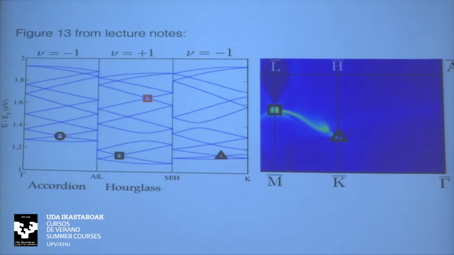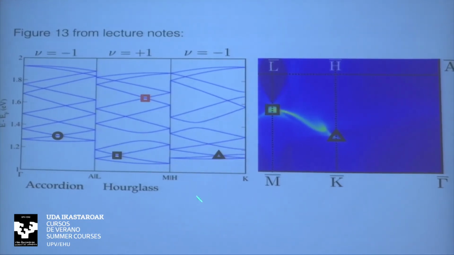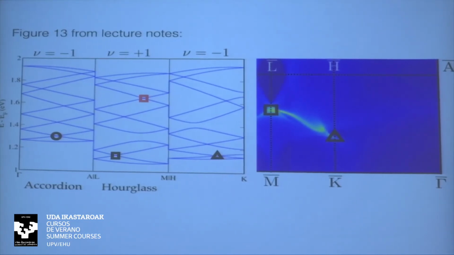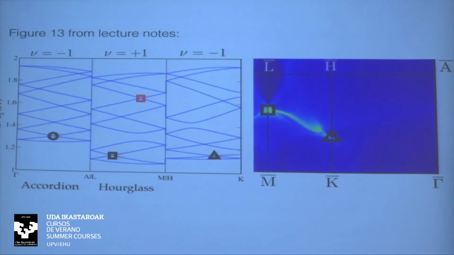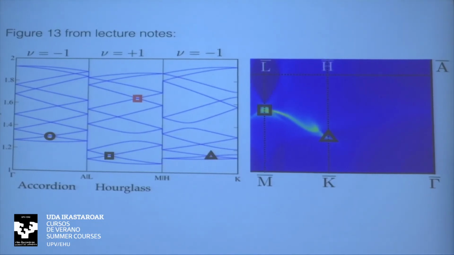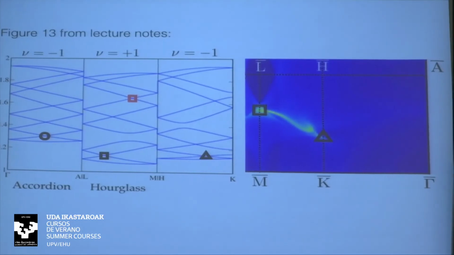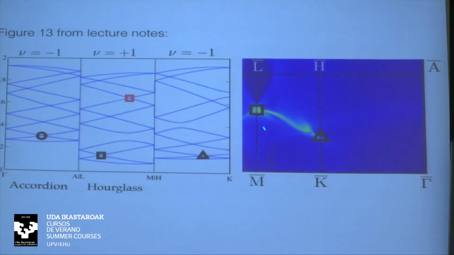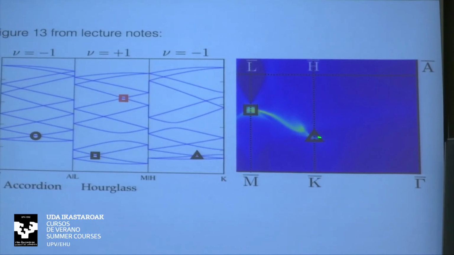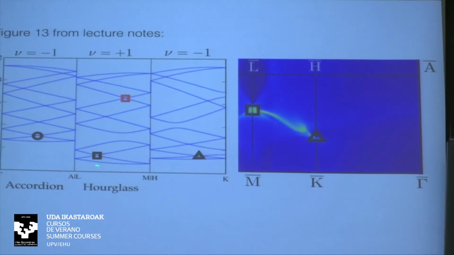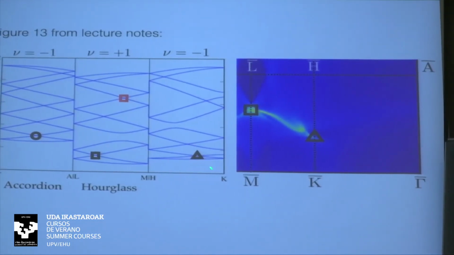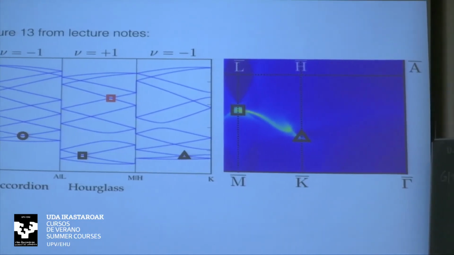Okay, so it's a bit more complicated story. You also have such protected band crossings along other lines in the Brillouin zone, where the story is similar. So we have hourglass states along this LM line, and accordion states along gamma A, and you just have to repeat the story, and basically you find that there have to be arc surface states connecting these Weyl points, which is shown here. So this is an arc surface state connecting this Weyl point here, on the LM line, with the Weyl point on the HK line.